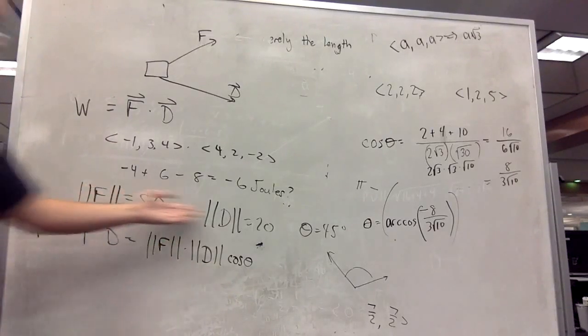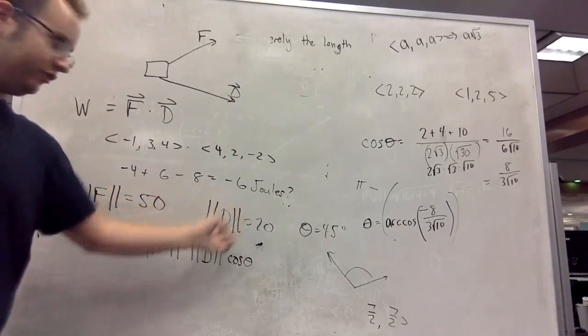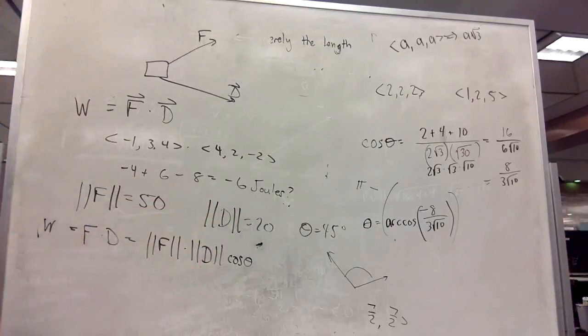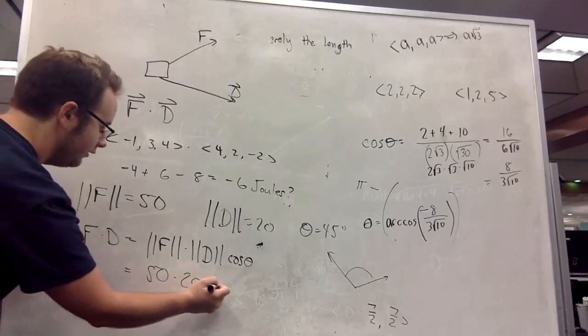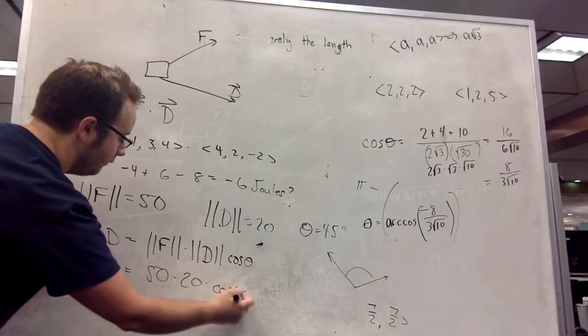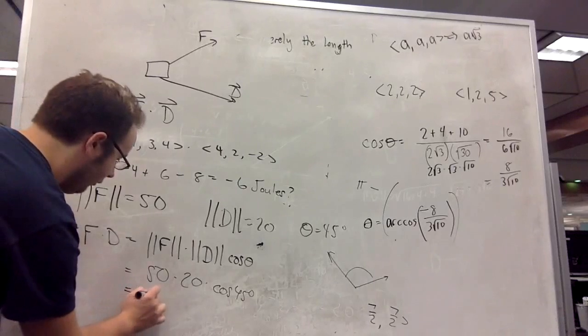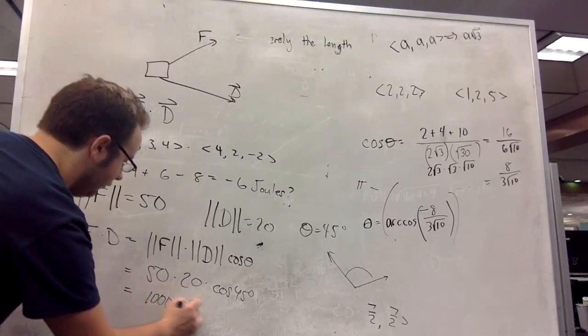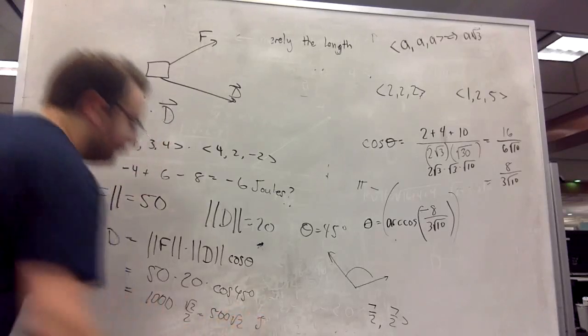In this case, I was given this information, which does me no good here on the left-hand side. But this information just works perfectly here on the right-hand side. So I'm going to say this would be 50 times 20 times cosine 45 degrees. Make sure you know your unit circle. Cosine 45 degrees is root 2 over 2. This is going to be 1,000 times root 2 over 2, or 500 root 2 joules.